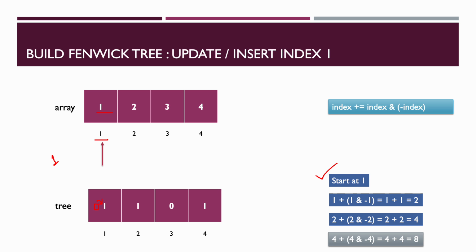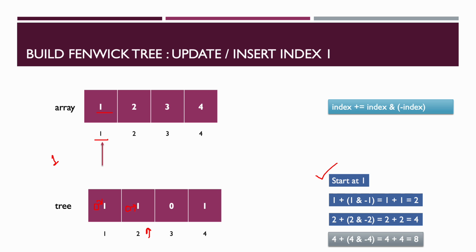Now we are going to iterate until my i goes out of bounds. So now my formula says update index to index and minus index. So 1 and minus 1 is 1, and 1 plus 1 is 2. Now I come here and whatever value was here, I add 1 to it. So 0 was here initially and we added 1, so it became 1 here.